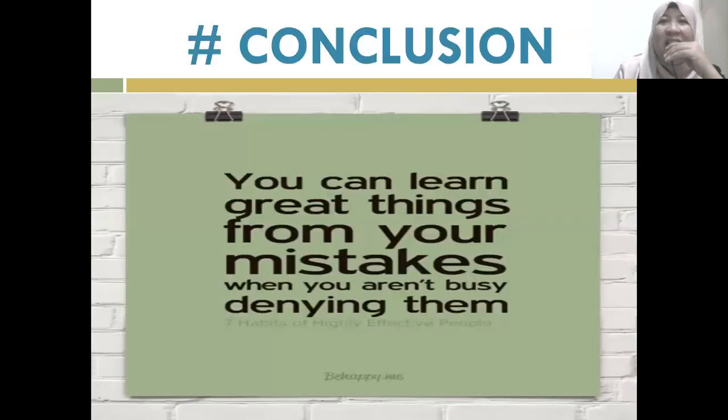Conclusion: you can learn great things from your mistakes when you are not busy denying them. That is learning, of course. If you keep denying, saying this is not my fault, this is not my work, actually you're rejecting your own, and you are not learning. I believe learning is a process. We keep making mistakes and we learn from the mistakes.